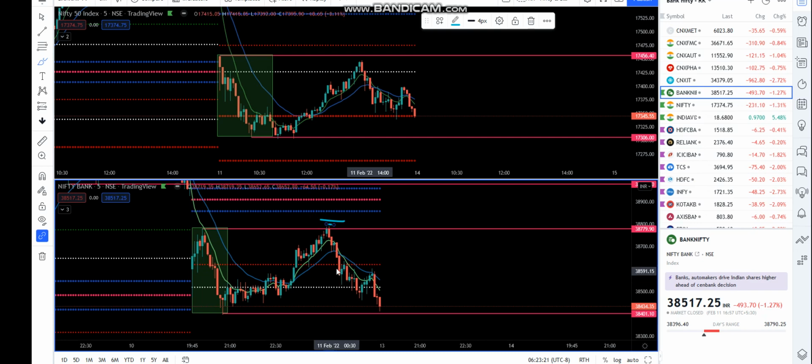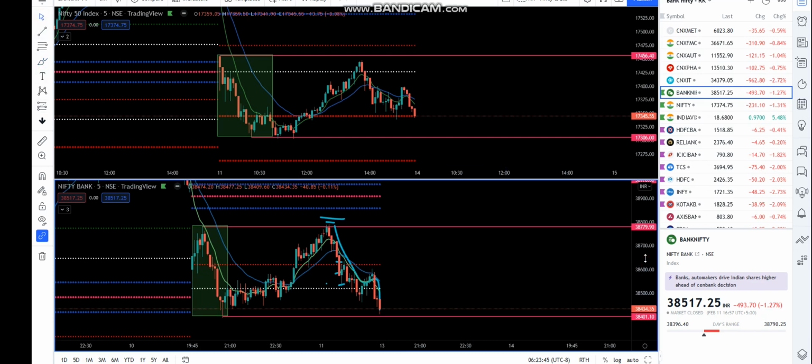Then keep the target at this pivot, which is yesterday's closing, also one of the pivot points. You can keep the target here. But the real target where it came down was the day's low. This is how the market will operate always. The market has patterns, and if you find the patterns, you can get the profit.